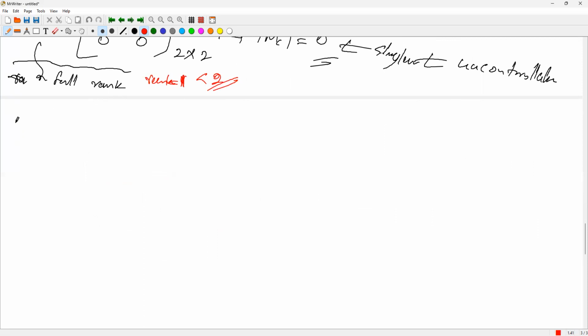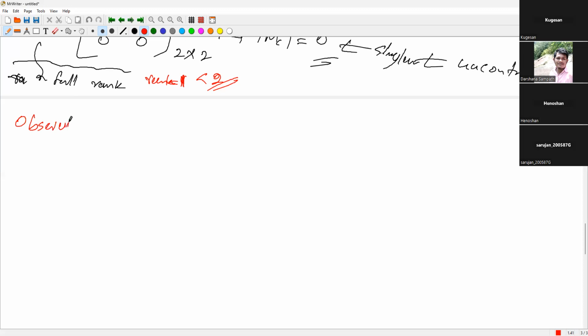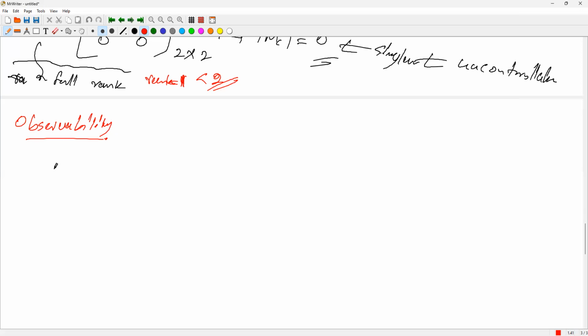Now, what is observability? Observability means we develop some system, we measure some output, and we can control the system. But is it necessary to measure every output? No.